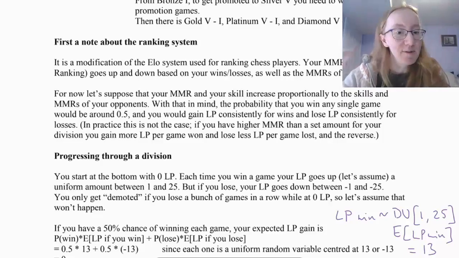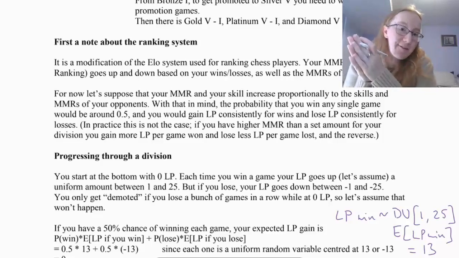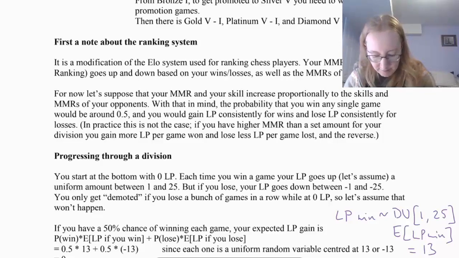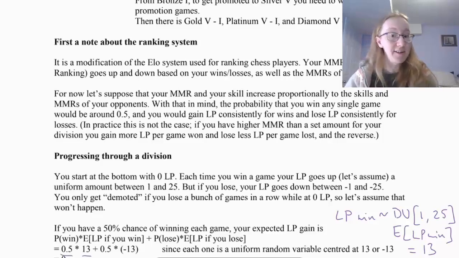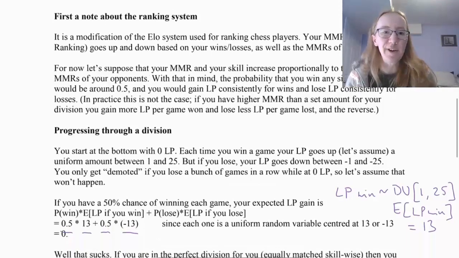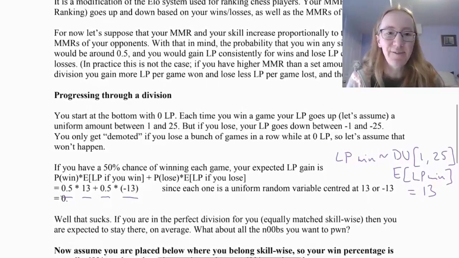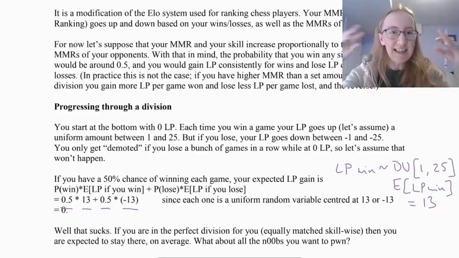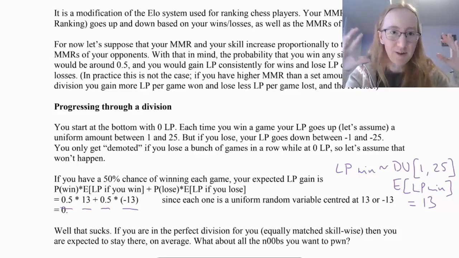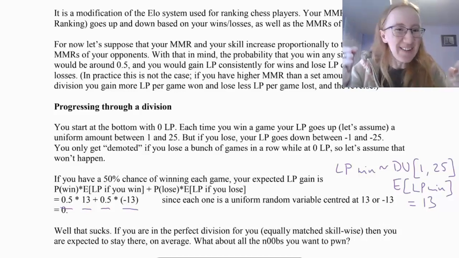And then actually same thing if you lose: it's between -1 and -25, so on average you're going to have -13 points. So when we put that all together, we have 0.5 times the number you gain on average if you win, plus 0.5 times the number you gain on average if you lose, which is -13. That's equal to 0. So that's no fun, because that's kind of annoying. But it does make sense: if you are in the exact right place for yourself, equally matched skill-wise with all of your opponents, then on average you're expected to stay there. That makes sense, but it's like, no, I want to get better.